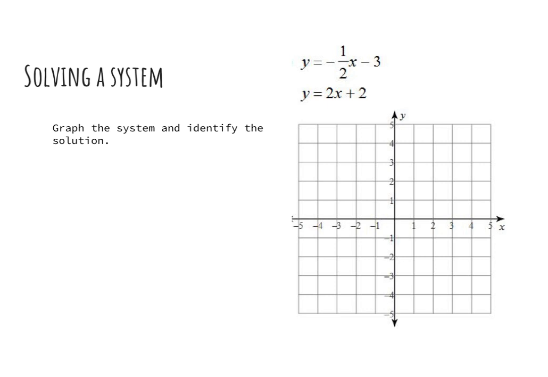So now we want to actually graph both of the lines because they're a system, and then identify the solution. So I'm going to graph the first line by first identifying the y-intercept, which is -3. And then I'm going to use my slope, which is -1/2. So I'm going to go either up 1 and to the left 2, or down 1 and to the right 2.